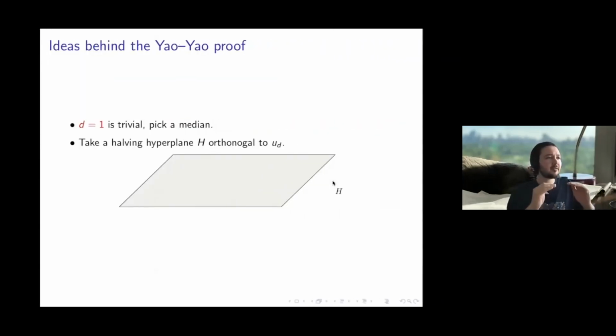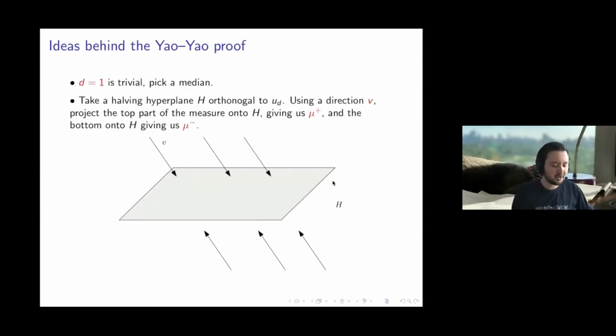Now, if I know this holds for d minus 1 and I want to prove it for d, I'm going to take a hyperplane orthogonal to u_d that halves the measure. So the top and the bottom have half the measure each. Then I'm going to look at the measure on the top, and I'm going to project it onto the plane using a direction vector v. So I make it rain until, on this plane, I get some measure here. And then the bottom part, I'm going to also project onto H using the same direction v. And so I'll get two measures on this H.